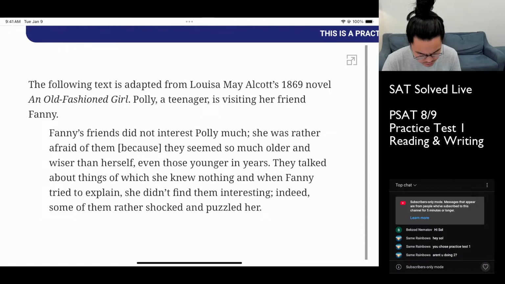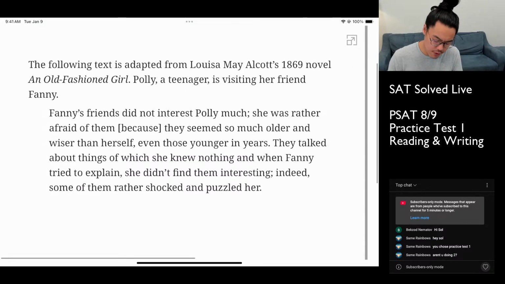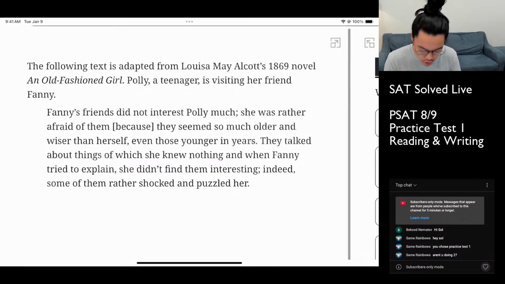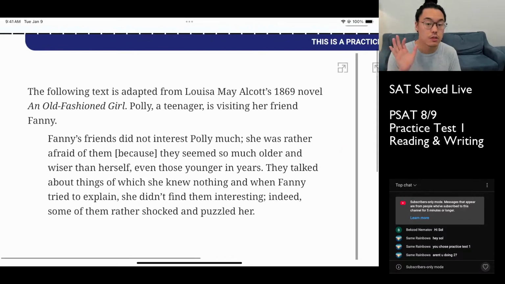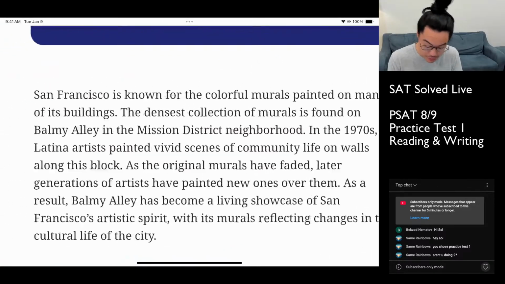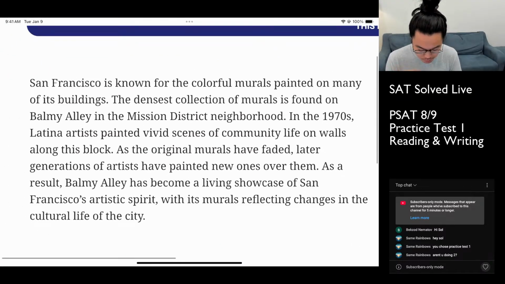Polly, a teenager, visiting her friend Fanny. Polly, in 1869-ish, is visiting her friend Fanny. Okay, got it. Fanny's friends did not interest Polly. She's afraid of them, older, wiser. They talked about things. Okay, she didn't find them interesting. Some of them rather shocked and puzzled her. Main purpose of the text is to depict her reaction to the people there. To portray. Oh my God, that's almost exactly a perfect prediction.